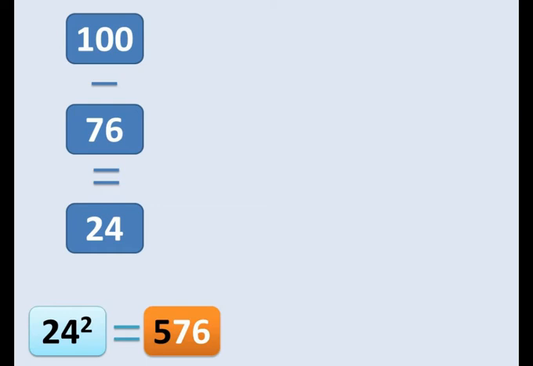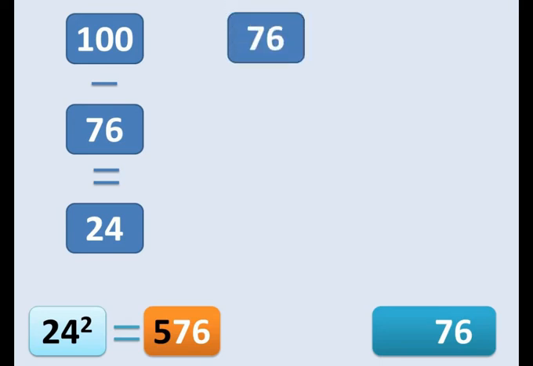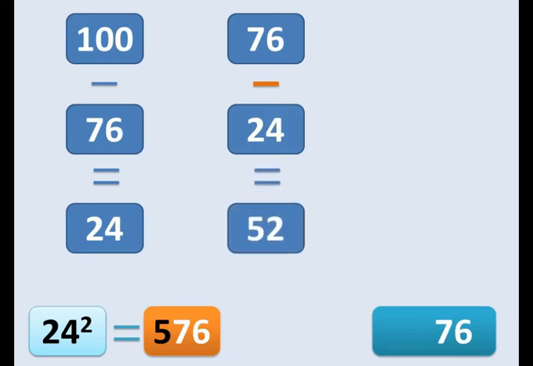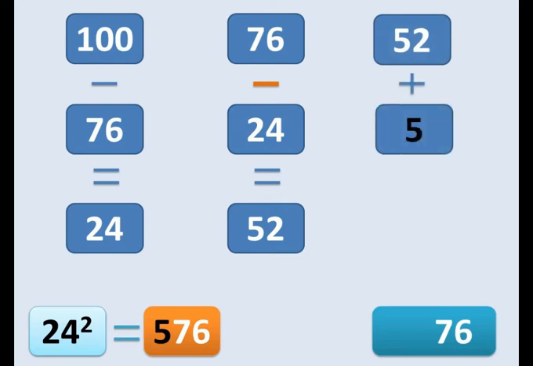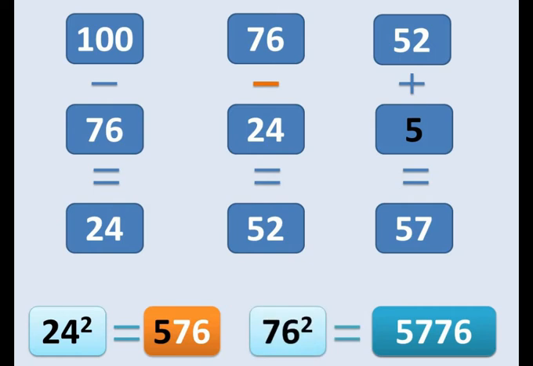Now to continue with our example, we will consider 76 as the first part of our answer, and we will carry over this 5. Now for the second part, we will subtract 24 from 76 to get 52. Next, we will add this carryover to our 52 number to get 57, which is nothing but the later part of our answer. So the square of 76 is 5776. A little more practice and you will be able to do it on your own.